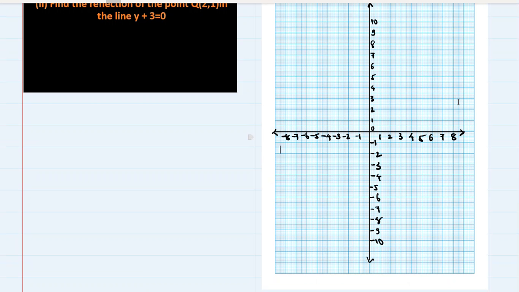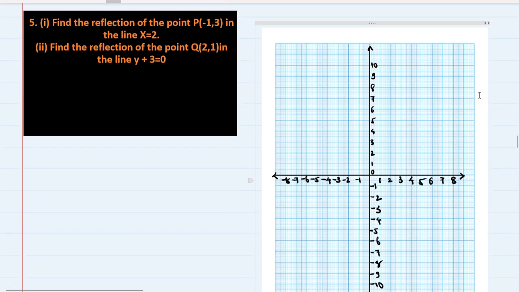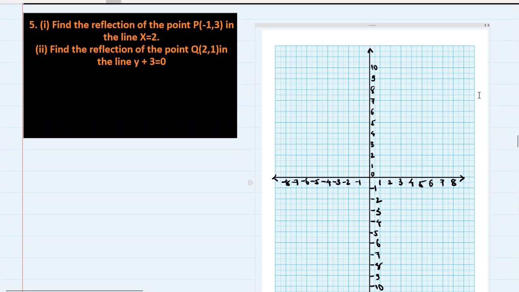So this is your graph paper, the Cartesian plane. We have to find the reflection. I'm doing the second one because the first one I've already shown you. They are both exactly the same, only the line is different. Here the line is y + 3 = 0, that is y = -3. And where does y = -3 lie?